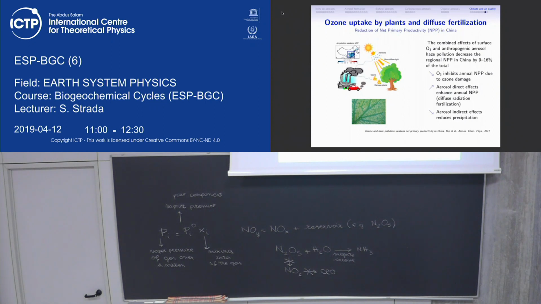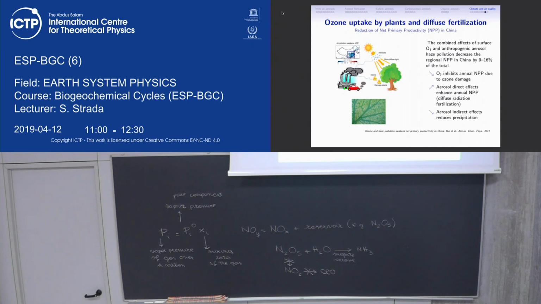And what they have observed is that the effect of the present-day surface ozone and the present-day anthropogenic aerosol over China has led to a decrease of the net primary productivity. This is because you have to combine all these effects. We have discussed that the presence of aerosol may trigger some photosynthesis related to the shaded leaves, so the aerosol direct effect may enhance the net primary productivity due to diffuse radiation fertilization. Then they account for the indirect effect of aerosol that leads to a reduction in precipitation, and this has an effect as well on plant functioning.